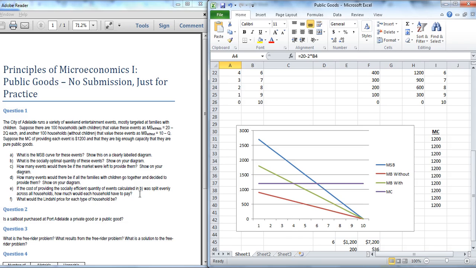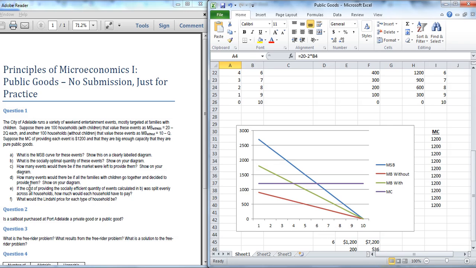Part E says, if the cost of providing the socially efficient quantity of events calculated in B was split evenly across all households, how much would each household have to pay? Okay, so if the cost of providing the socially efficient quantity of events calculated in B was split evenly across all households. So what was the socially efficient quantity of events again? Well, remember it was 6. We worked out in B. It was 6, the point at which the marginal cost equals the marginal social benefit. We're going to produce 6 events.